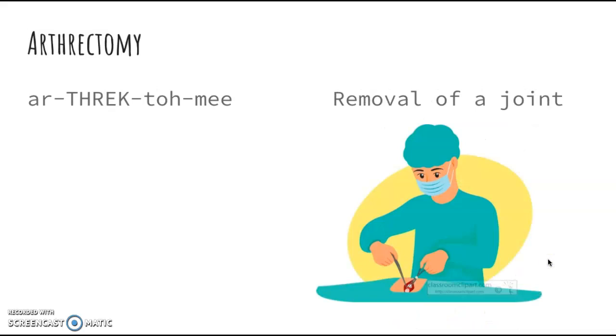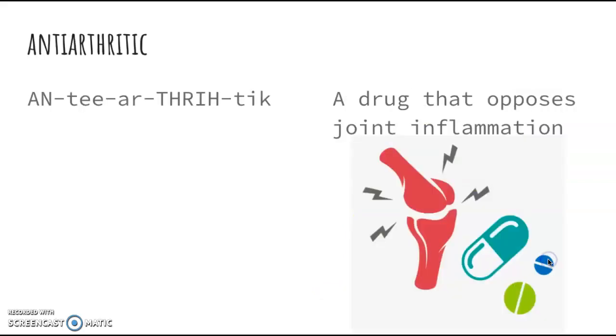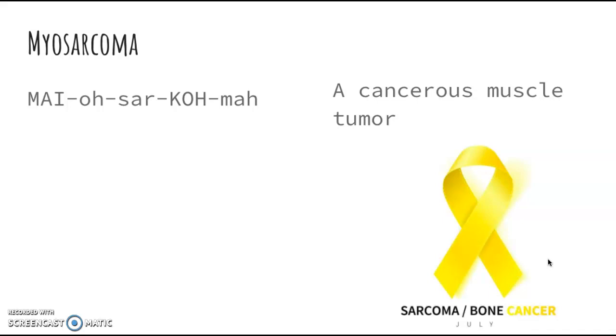Next, we have an arthrectomy, and this is a surgical removal of a joint. We next have an antiarthritic. This is a drug that opposes joint inflammation. Next, we have a myosarcoma, and this is a cancerous muscle tumor.